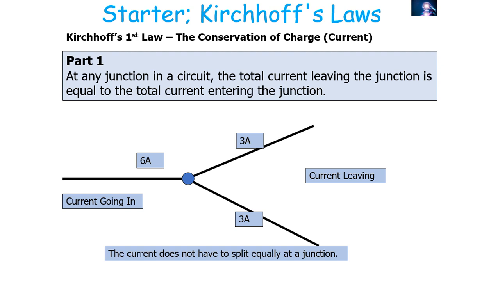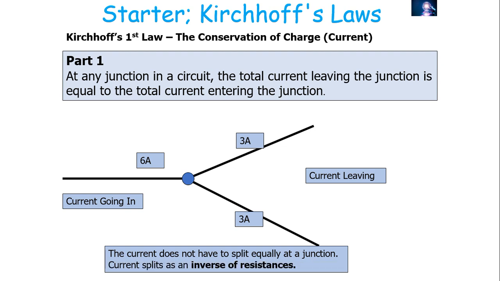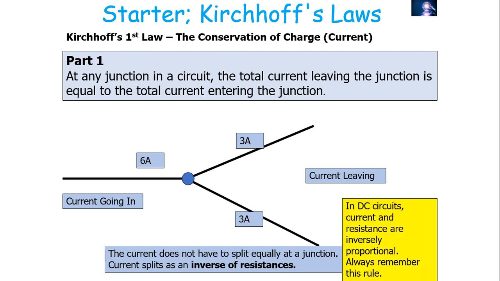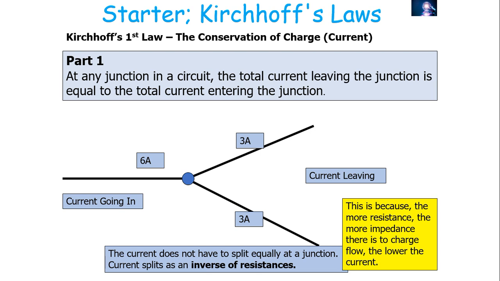But the current doesn't have to split equally at the junction. Actually, current splits as an inverse of resistance. So in DC circuits, current and resistance are inversely proportional. And you've always got to remember this rule. That's because the more resistance there is, the more impedance there is to charge flow, so the current is lower.